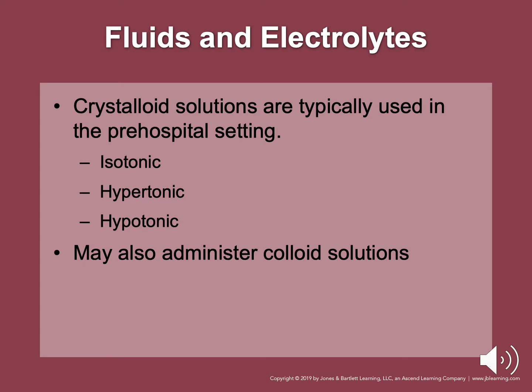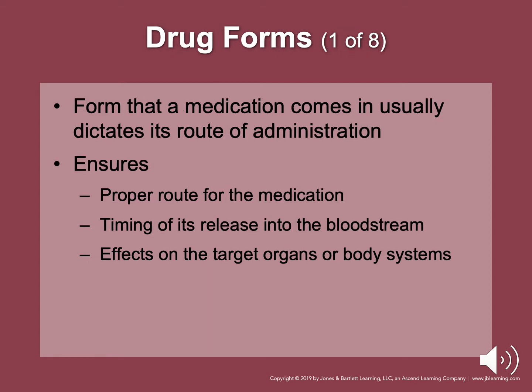All right, drug forms. So that was just a big classification of drugs and a look into what you may be investigating when you get to some patients. Drug forms are the way the medication comes, and it usually dictates its route of administration. It is to ensure the proper route of medication, the time and effort to release into the bloodstream, and effects on the target organs or body system.